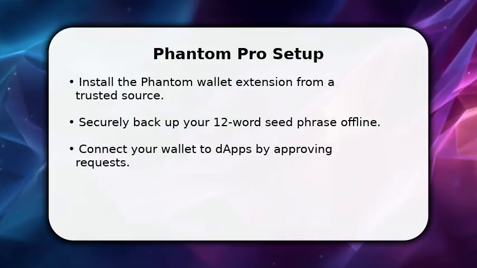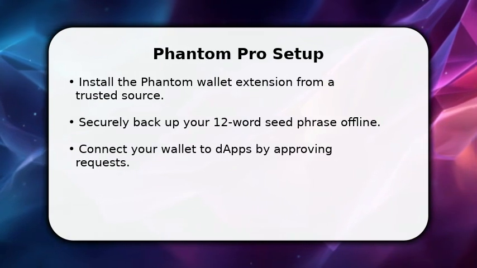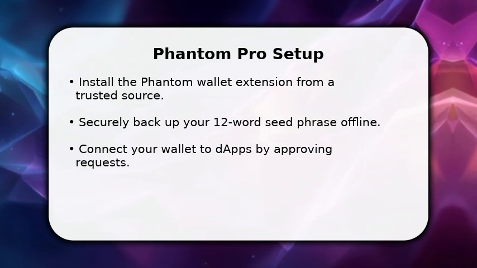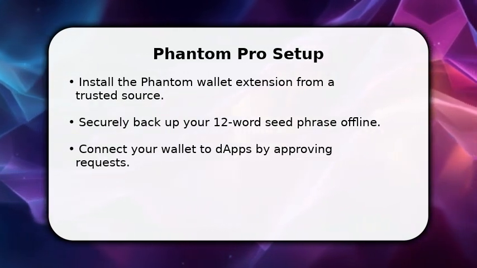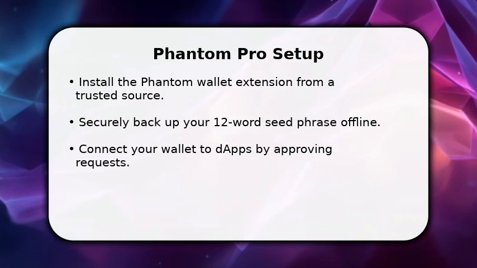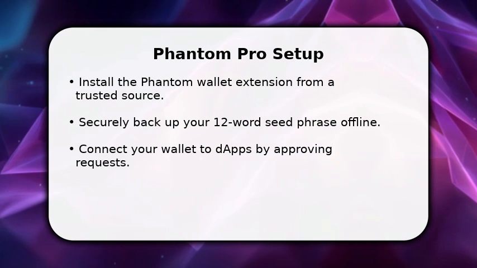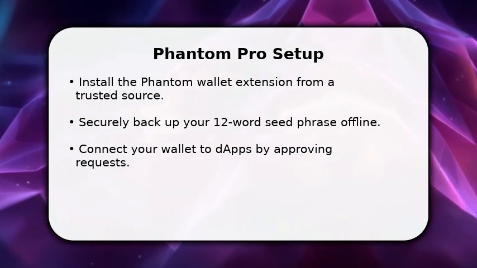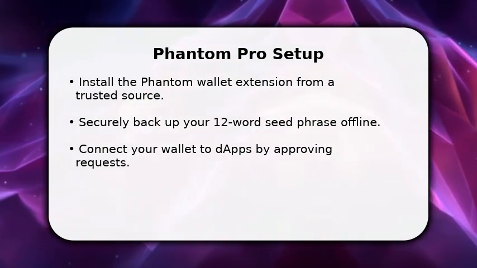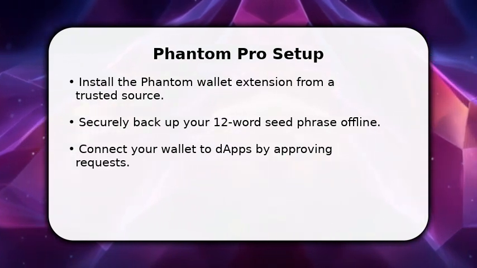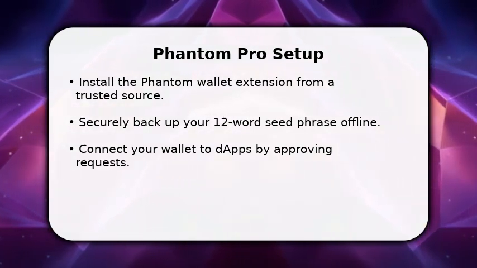In this video, I will explain how to use Phantom like a pro. First, ensure you download the official Phantom browser extension. Once installed, create a new wallet and carefully write down your 12-word seed phrase. Store this phrase in a secure, offline location. Finally, connect your wallet to decentralized applications by approving the connection request when prompted. This initial setup is crucial for secure use.